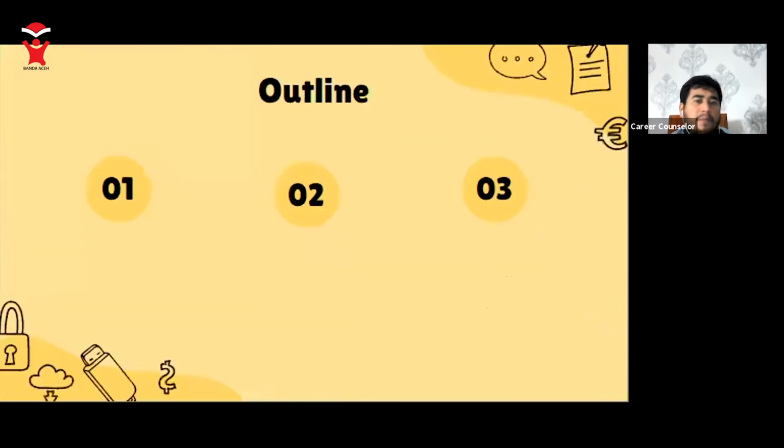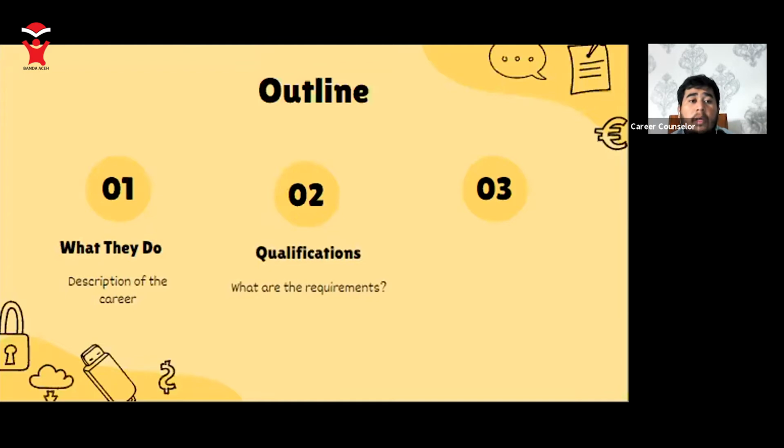All right, so for today, we are going to discuss three outlines. The first one, what they do, which is the description of the career of the environmental scientist. The second one, the qualifications, which are the requirements to be an environmental scientist. And the third one is how to become one. We are going to discuss the education, the bachelor degree and also the master degree, and the universities that have this degree in environmental science to become an environmental scientist.